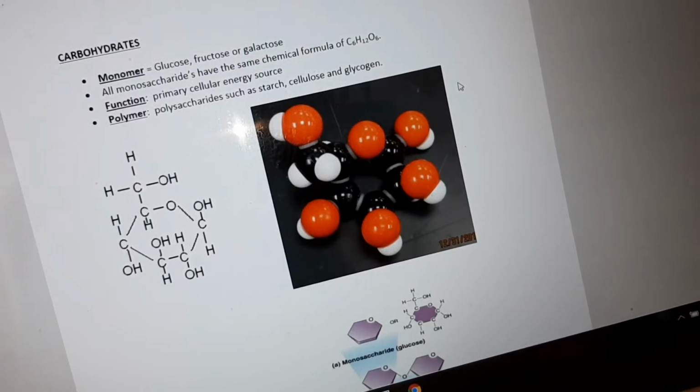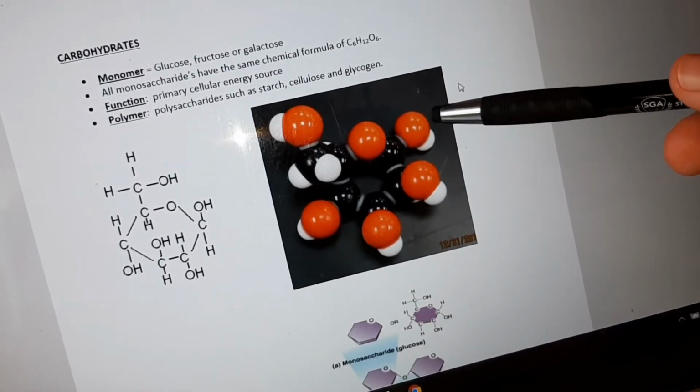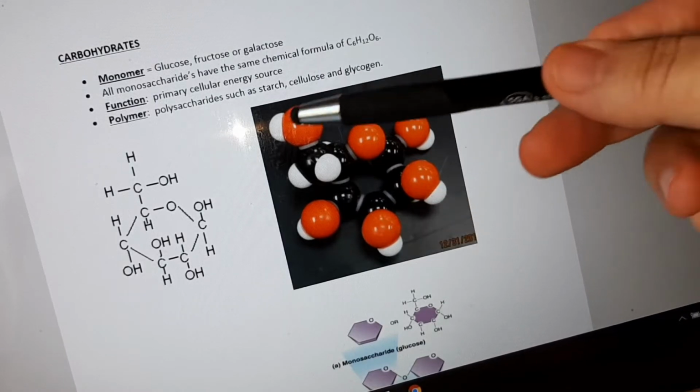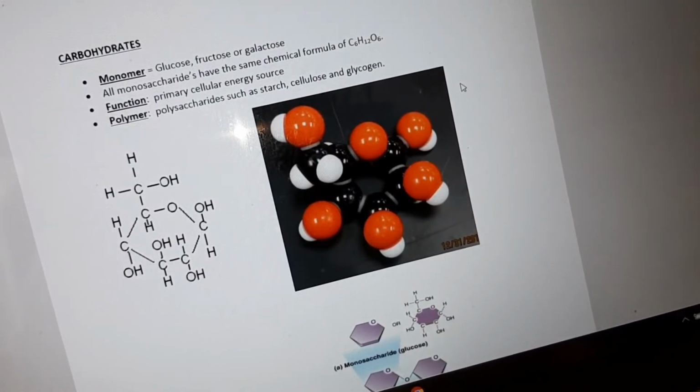So now we're going to continue on, after having looked at the functional groups, to look at the biologically important molecule groups that make up the human body. The first group in your lab packet is the carbohydrates. Here we can see in your lab packet a picture of a glucose molecule, which is a monomer for a carbohydrate, but there's also two other monomers that we can use, fructose or galactose.